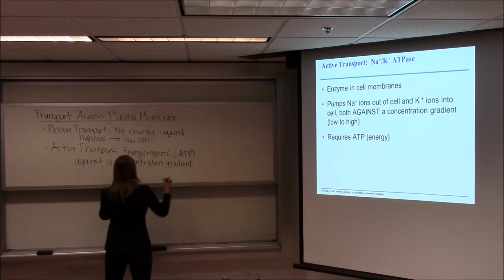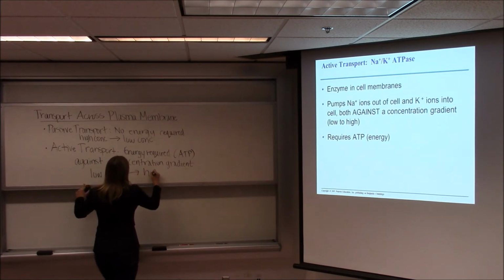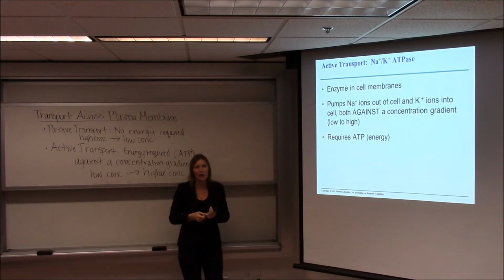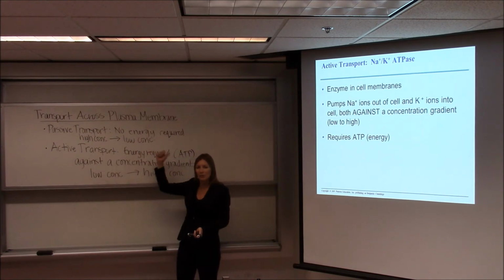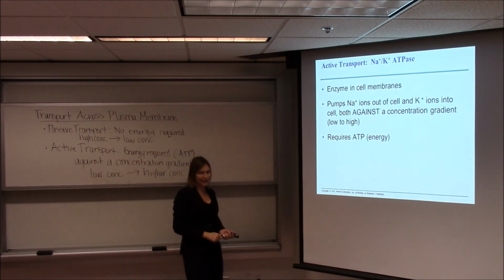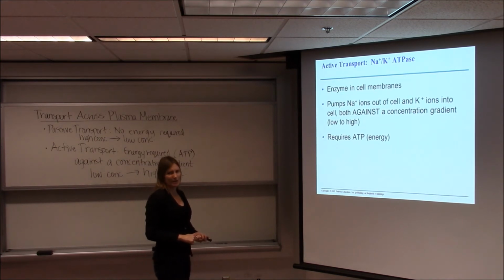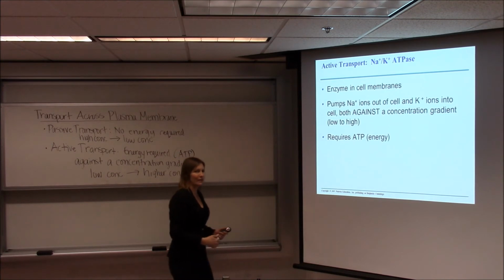This is going from an area of low concentration to higher concentration. So this is when you already have very little on one side of the membrane and you're going to get it to where it's already high. A very good example of that, which you'll learn about in more detail if you take physiology, is called the sodium-potassium pump. There's a specific pump, an enzyme in the cell membrane, that pumps sodium ions out of the cell and potassium ions into the cell against a concentration gradient.